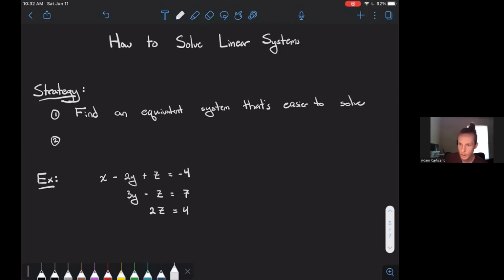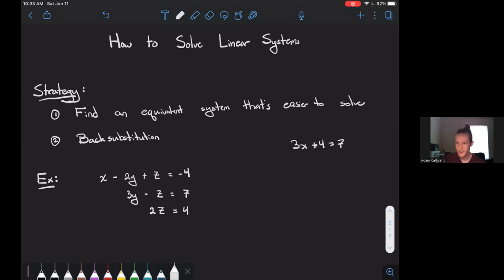And then step two, we're going to use back substitution. And now, before I show you what this example is, remember when you were learning how to solve a single linear equation? Remember those two-step equations from a long time ago? If it was like 3x plus 4 equals 7. And what do you do?